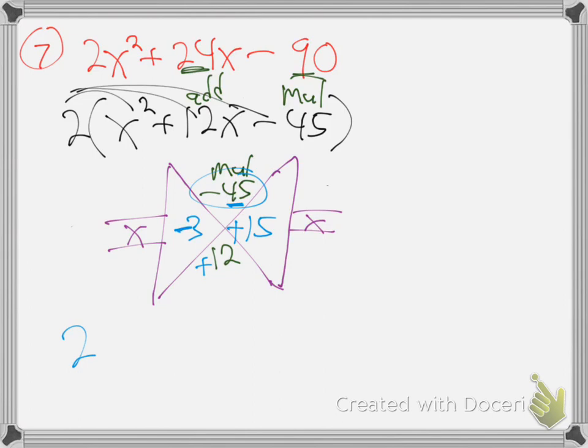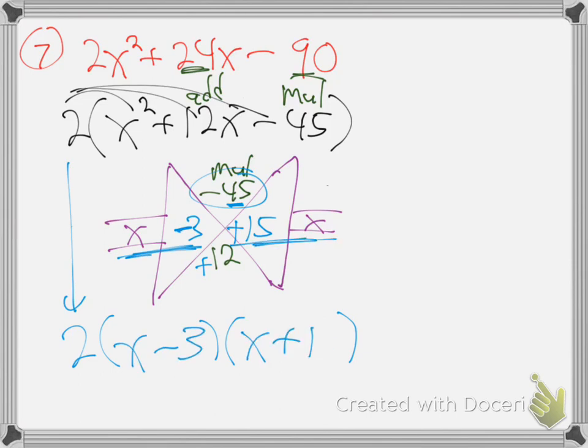So it's two, still in the front. Don't forget about him. He's still got to be there as part of the final answer. And now the two parentheses are x minus 3 and x plus 15, either order. You don't divide 15 by 3? No, good question. Why don't I divide 15 by 3? Because it doesn't go into both. Remember, it's got to go into both?